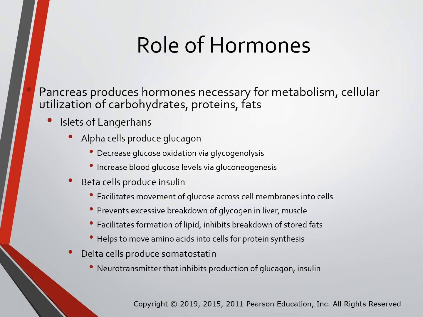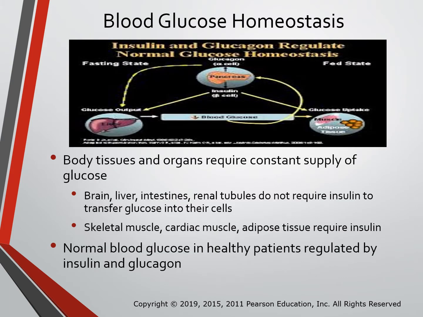Delta cells produce somatostatin, which is believed to be a neurotransmitter that inhibits the production of both glucagon and insulin. So with these delta cells, they help balance as well. So what is blood glucose homeostasis? When we have homeostasis, we want the blood glucose to be in that normal range where we don't feel it's too low or too high.